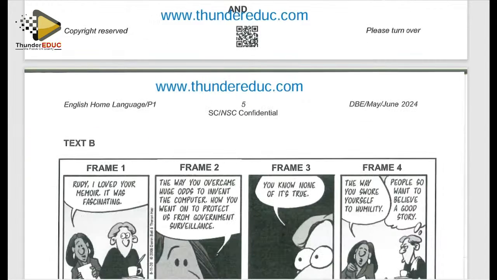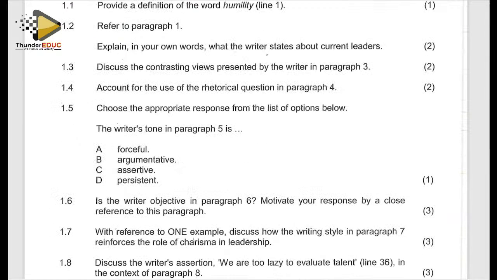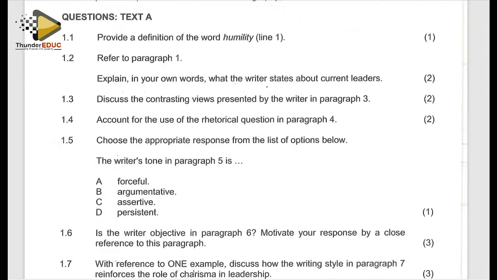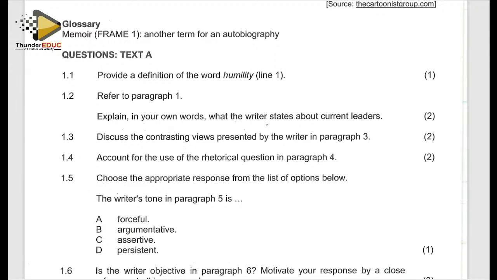All right. Now, our question says 1.1, refer to paragraph 1. Memo is another term for an autobiography. Provide a definition of the word humility in line 1. Humility is to be modest. It's to be modest. That's what we mean. That's modesty at its best.